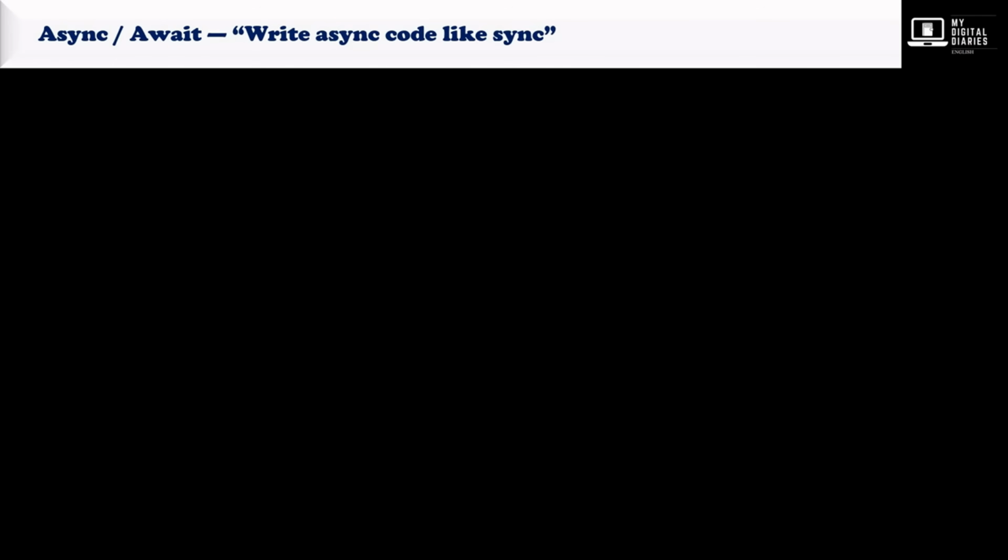Async and await: write async code like sync. In modern JavaScript, we often deal with tasks that take time, like fetching data from a server or reading files. Async await gives us a simple, readable way to handle these asynchronous operations. Async await is a modern syntax for writing asynchronous code that looks and feels like synchronous code. In older JavaScript, we used callbacks or promises, but async await makes code cleaner and easier to follow.